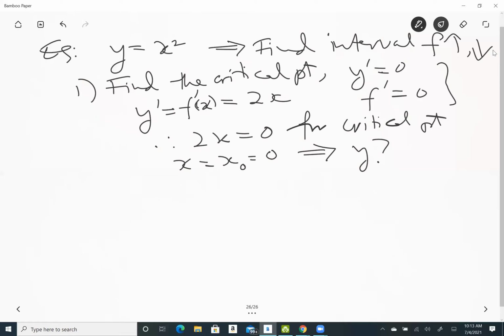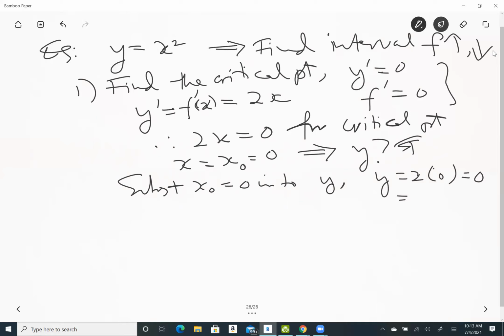Where do you substitute the x into? The original function or the derivative? The original function. Okay, so you want to find y, we substitute x equal to 0 into y. Very easy. y equal to 0, that will be equal to 0. So call it y0. Now you have the critical point, or the turning point.